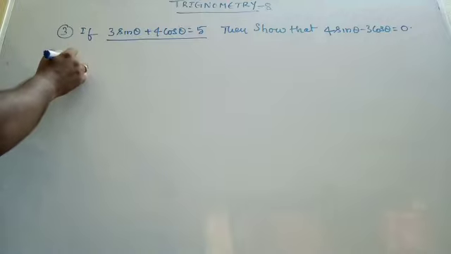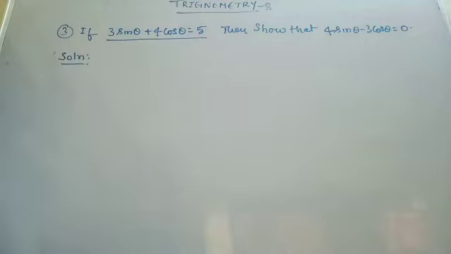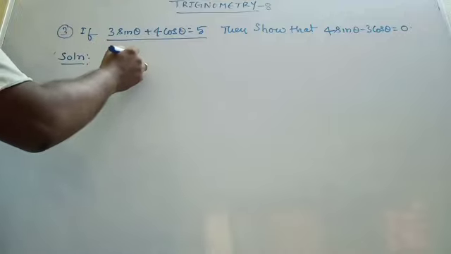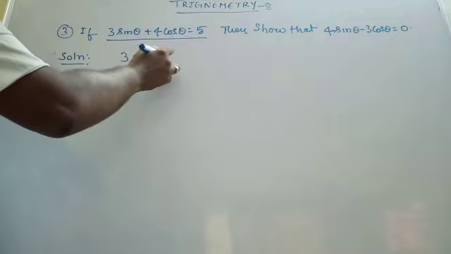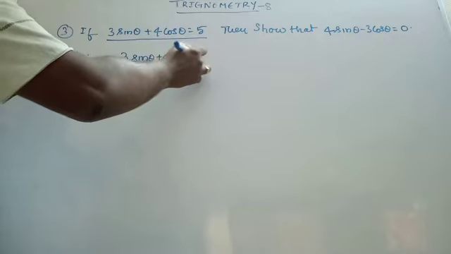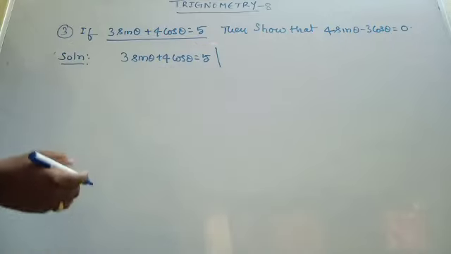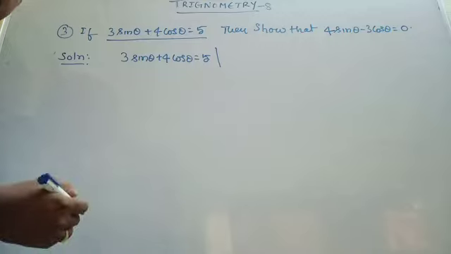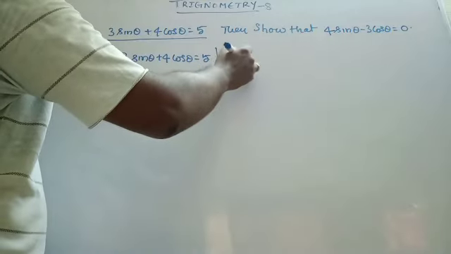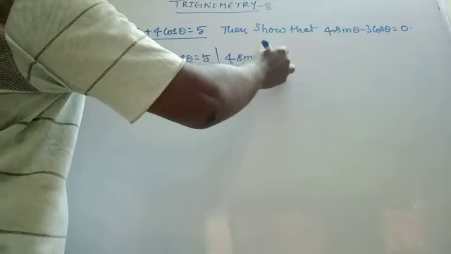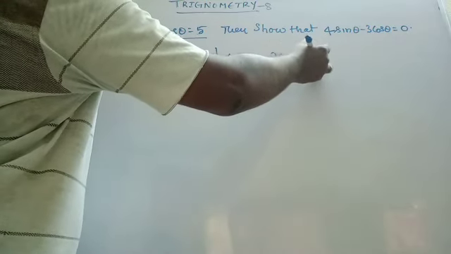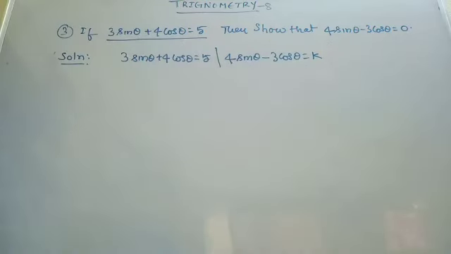How are we going to proceed, my dear students? You just observe. This is what is given: 3 sin theta plus 4 cos theta is equal to 5. And we need to find this value, 4 sin theta minus 3 cos theta equal to k. We want to find the k value, and we need to prove it as 0 because we need to show that. That means we have to prove that the k value is 0.